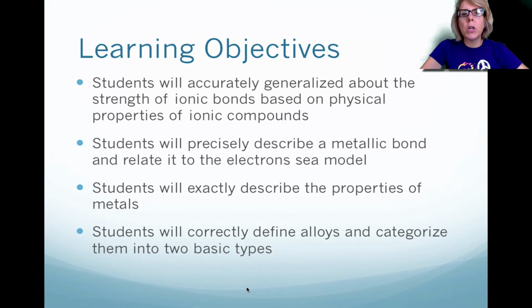In this video, we're going to look at the strength of ionic bonds based on the physical properties of ionic compounds. Then we're going to describe what a metallic bond is and how it relates to the electron sea model. And then we're going to describe the properties of metals based on the electron sea model. Lastly, we're going to look at what an alloy is and how we categorize them.